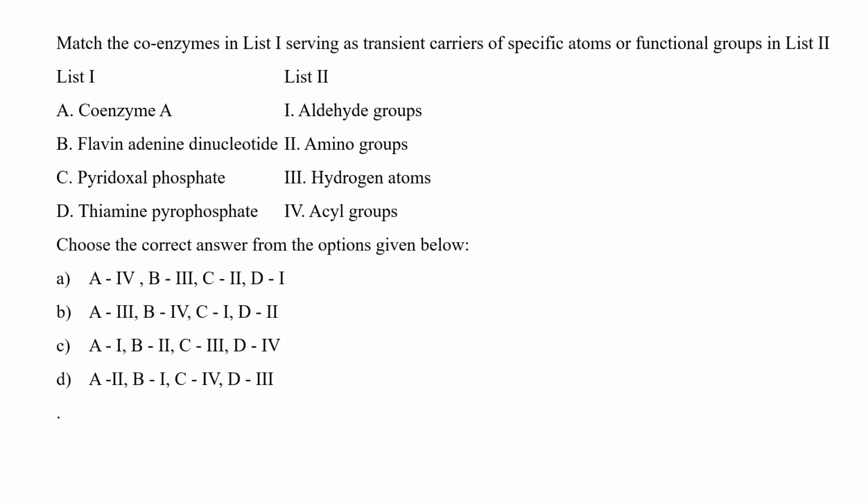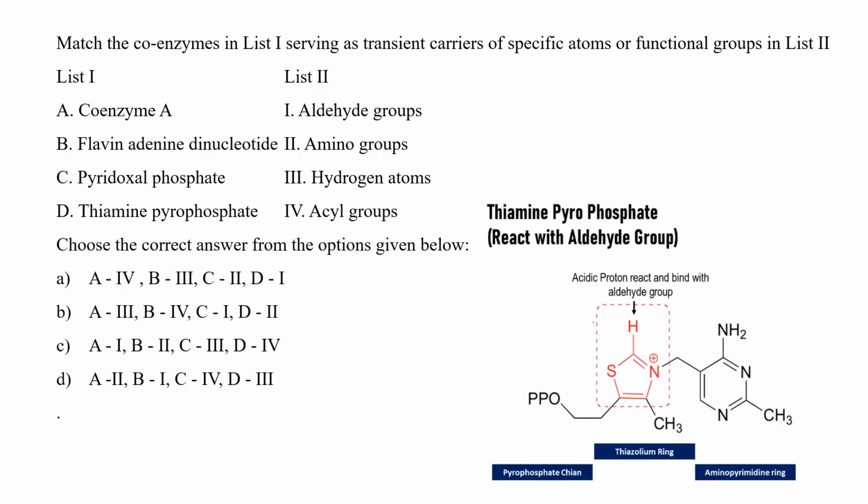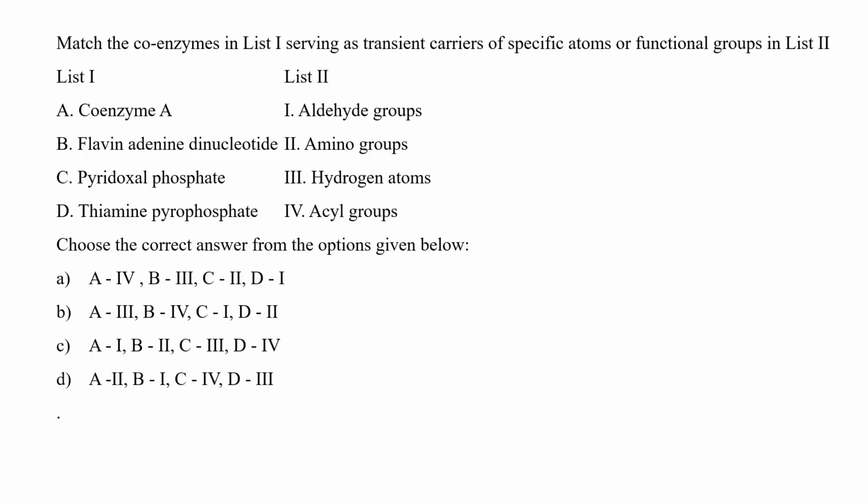Now thiamine pyrophosphate has a thiazole ring which has an acidic proton, and it can bind with the aldehyde group. So D has to be matched with 1, because it reacts with the aldehyde group. So option A is connected with 4, B with 3, C with 2, and D with 1. That is option A.